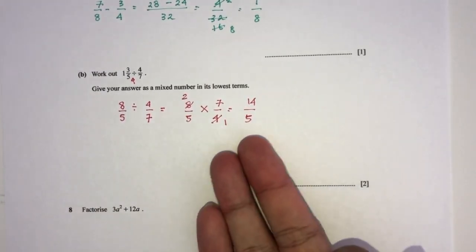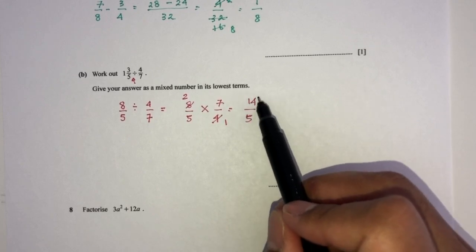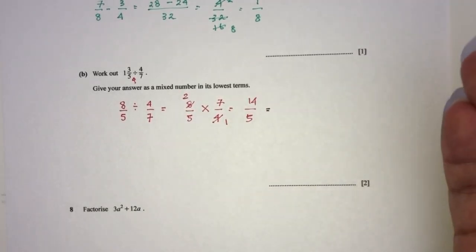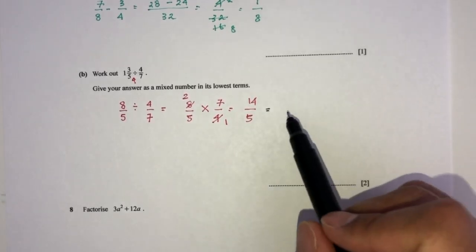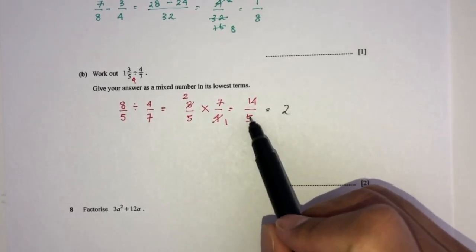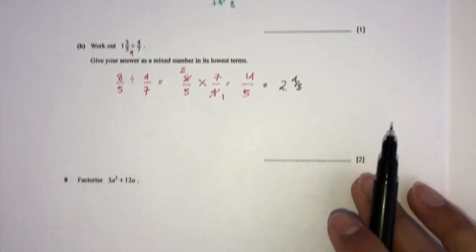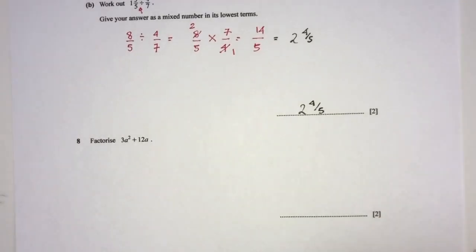Now obviously we have to simplify this into a mixed number. So how many 5s do we have in 14? Okay, 5 times 2 is 10, 5 times 3 is 15, 15 is more than 14, so we don't have 3 times, we only have 2 times. So 2 times 5 is 10, 14 minus 10 will be 4, and that will be over 5. So your answer will be 2 and 4/5 for question part B.